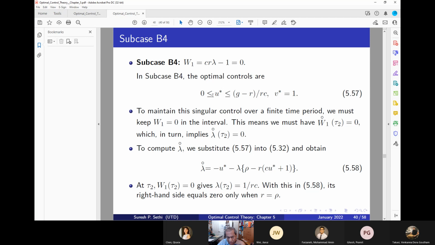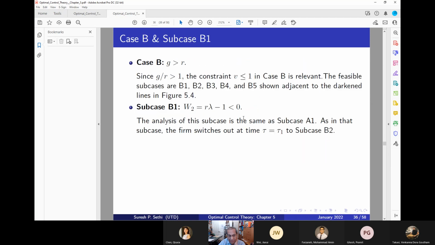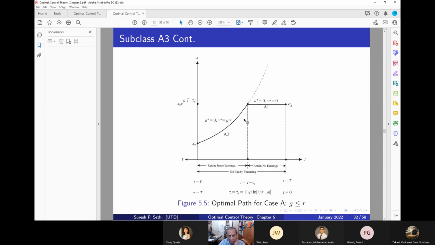And here's a singular control. V star is 1. To maintain this singular control over finite time, we must keep W1 equal to 0. And we have to have the W circle equal to 0. That means lambda circle tau 2 has to be equal to 0. And we put the value into lambda circle tau, and we can find out that again, r equal to rho is required for us to be indifferent.